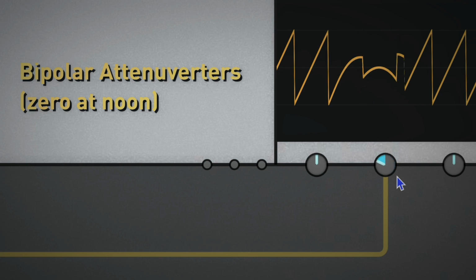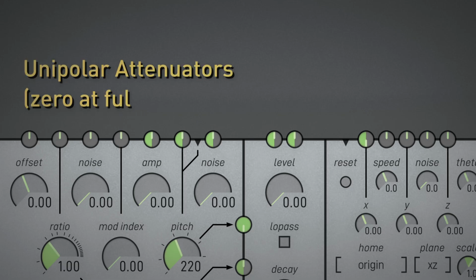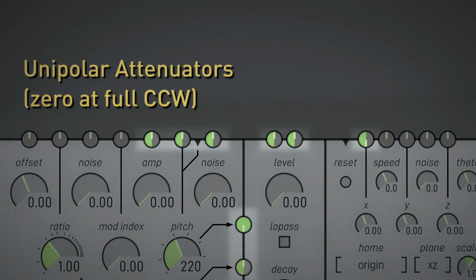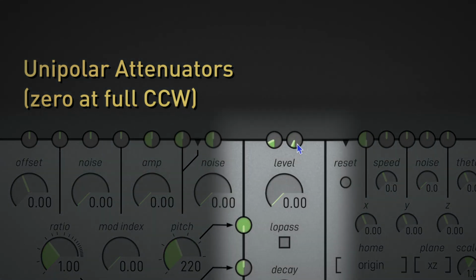Turning left of center also sends more signal, but inverted. Unipolar attenuators are less common around here, but you'll see them where inverting the signal with an attenuverter doesn't really make sense. They work just like a normal volume control.